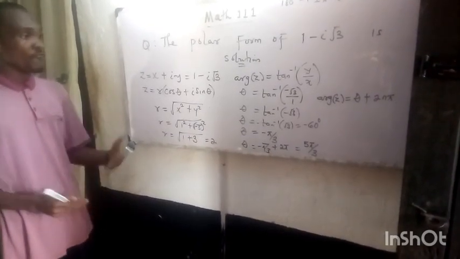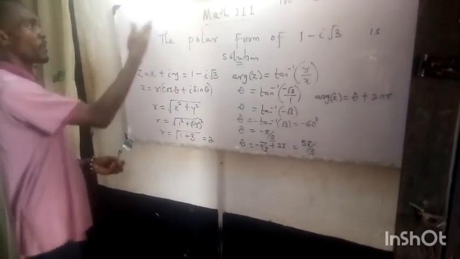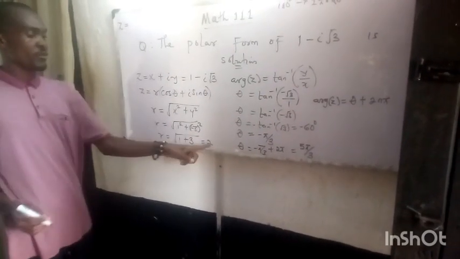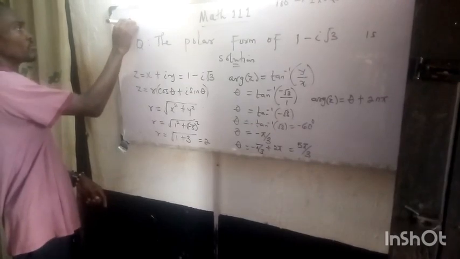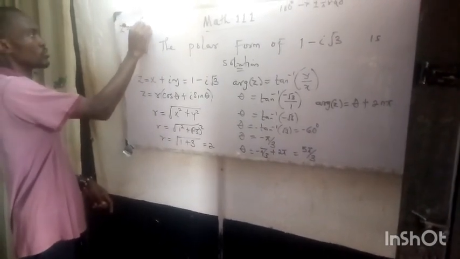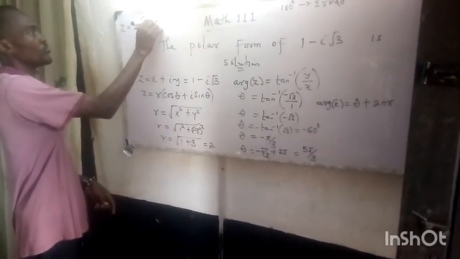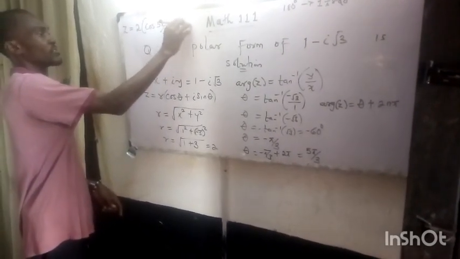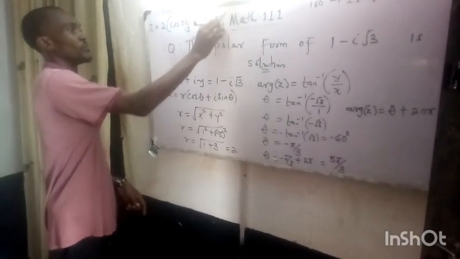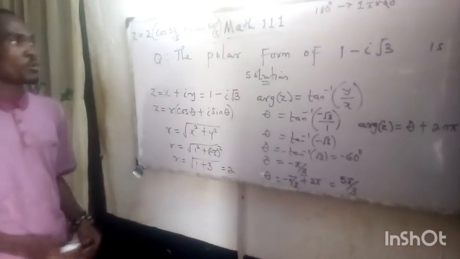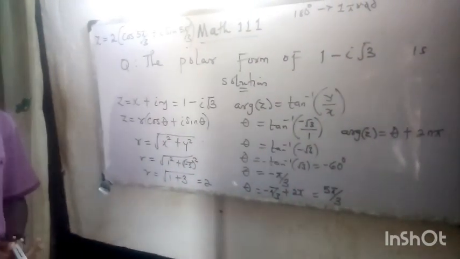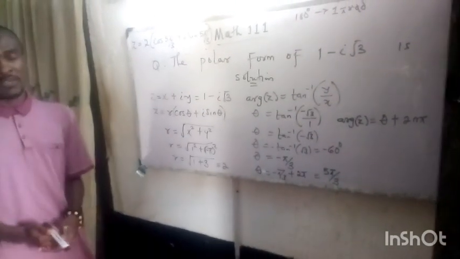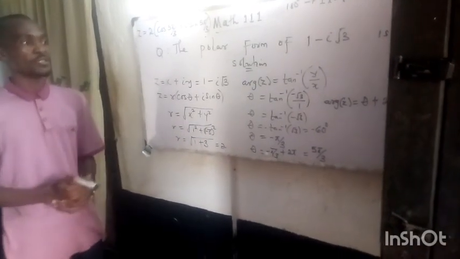So the polar form will now be written up here. The polar form is now going to be z is equal to, remember the modulus is 2, into cos 5 pi over 3 plus i sine 5 pi over 3. So this becomes the polar form of this particular represented complex number. So this is a polar representation.